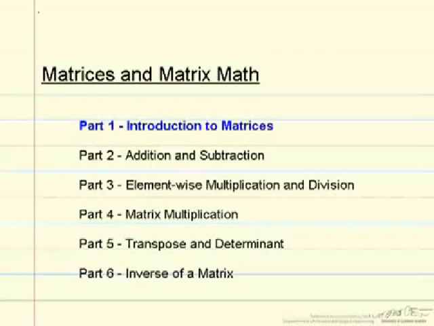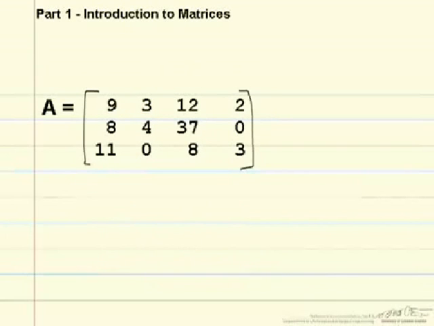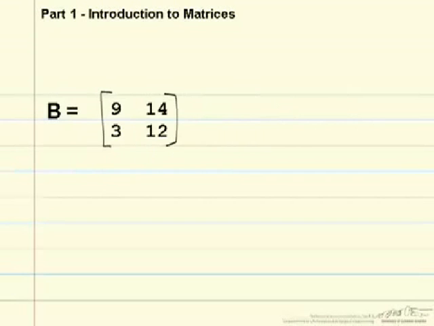Matrices are usually numerical. For example, this is matrix A. Matrix A is a 3 by 4 matrix. It's called a 3 by 4 matrix because it has 3 rows and 4 columns. If a given matrix has the same number of rows as it does columns, it's called a square matrix. This is matrix B. B is a 2 by 2 square matrix.